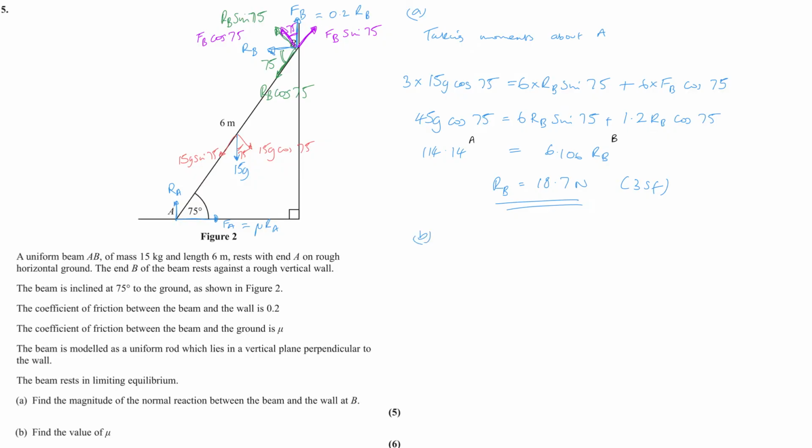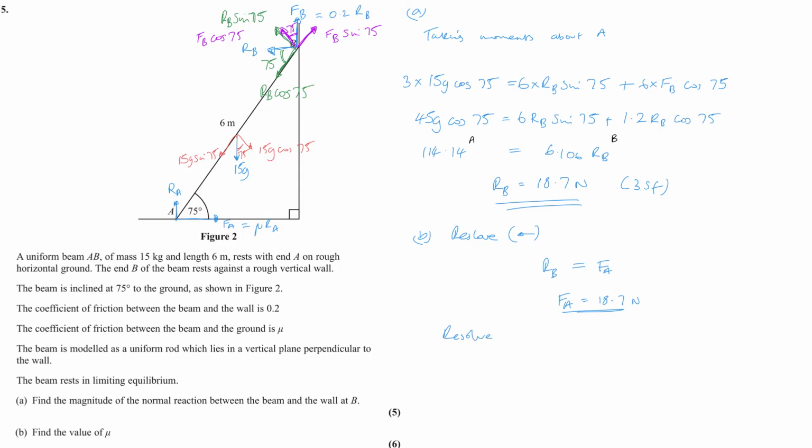Now, part B. Let's resolve horizontally first. So that is going to the right. FA is the only force going to the right, and going to the left is RB. So FA equals RB, so it equals 18.7 newtons.